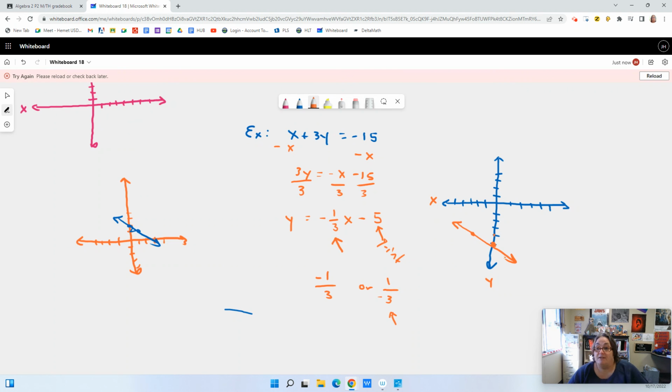What would have happened if I would have gone down 1 space and over 3? Well, I would have hit that point right about there, right? I'm still going to hit it. It's still going to happen the same way. It's just going to hit on the other side going in the same direction, which is why you can do either one of those.